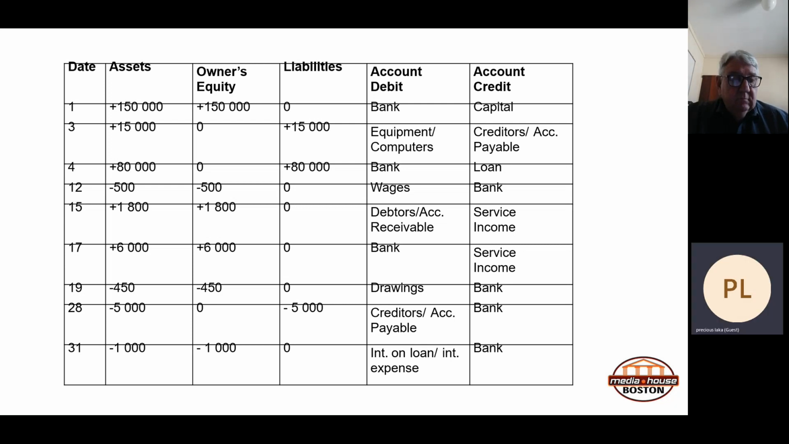Day 27. Where's my pen? Day 27. Cash sales of trading inventory, selling price 9,750. There's so many of these.